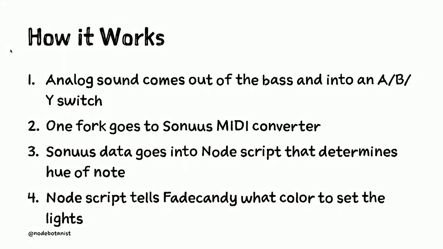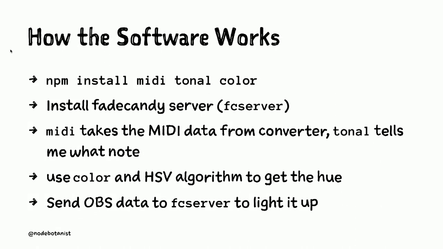So how it works, like I said, analog sound comes out of the bass and into the ABY switch. The one fork goes into the Sonos MIDI converter. The Sonos converter data goes into the Node script that determines the hue of the note using the circular diagram that you saw on the previous slide. And the Node script tells Fade Candy what color to set the lights. The software that I used was npm install midi, tonal, and color. And then I installed the Fade Candy server, which had some Node examples, which I used and kind of converted into new JavaScript.